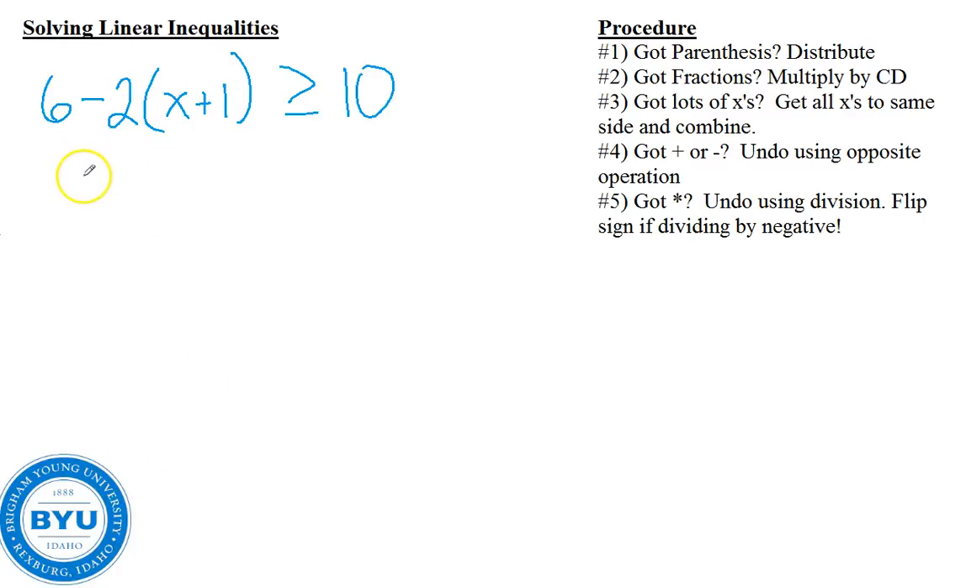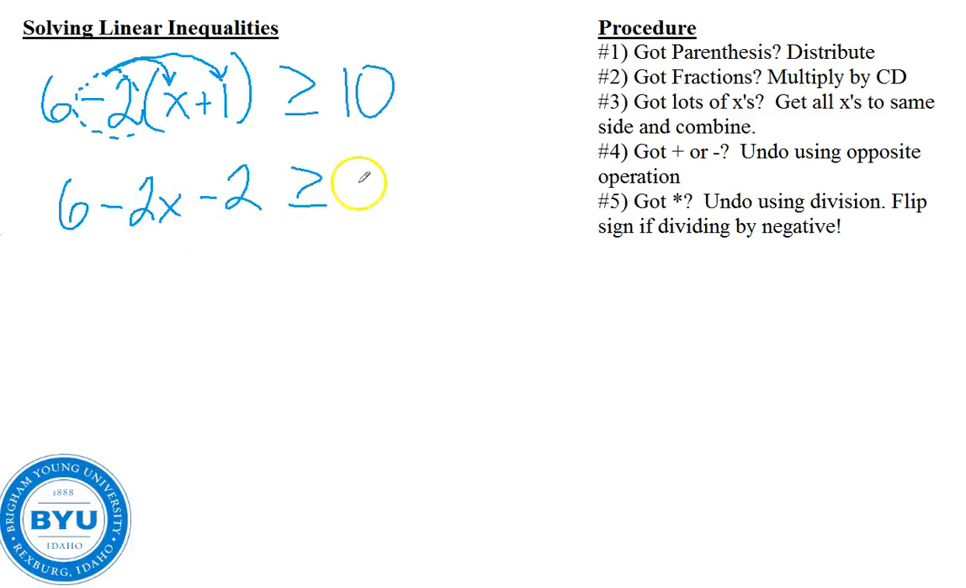So here's another one in blue. Let's take a look at it. I've got 6 minus 2, open parenthesis, x plus 1, close parenthesis, is greater than or equal to 10. Let's go down my procedures. Step number one, do we got parenthesis? Ooh, I do. So I need to distribute into the parenthesis. Remember, it's a negative 2 that I'm distributing. This entire negative 2 has to be distributed. So I get 6 minus 2x minus 2 is greater than or equal to 10.